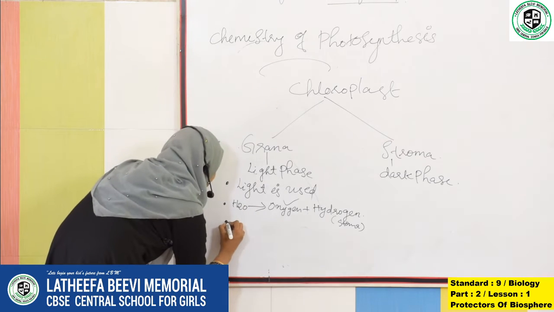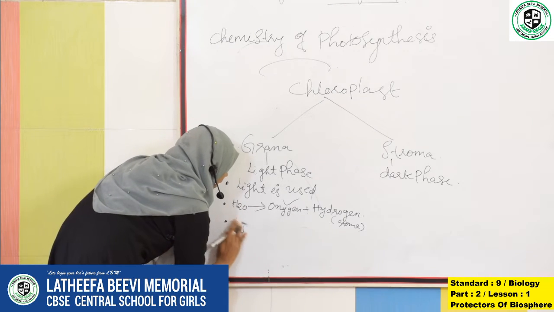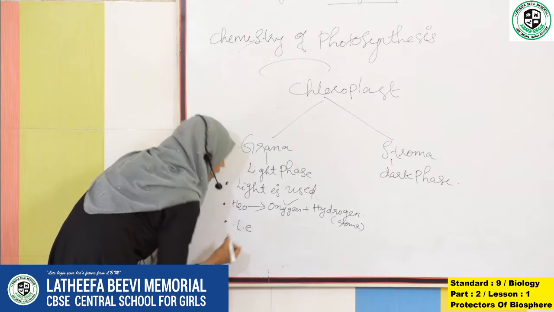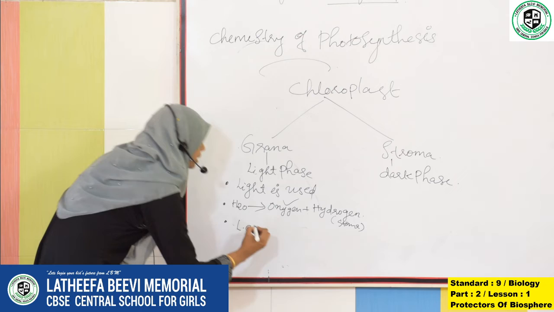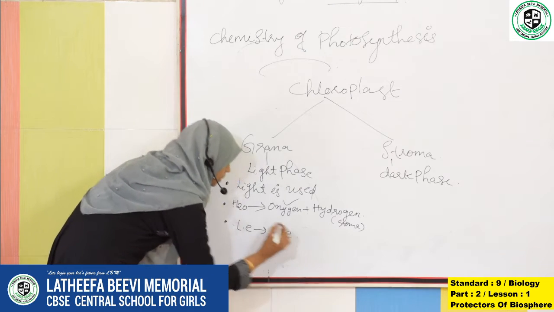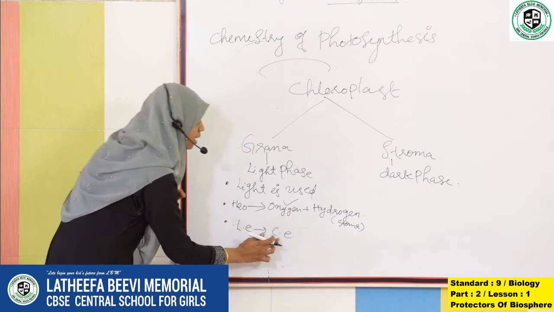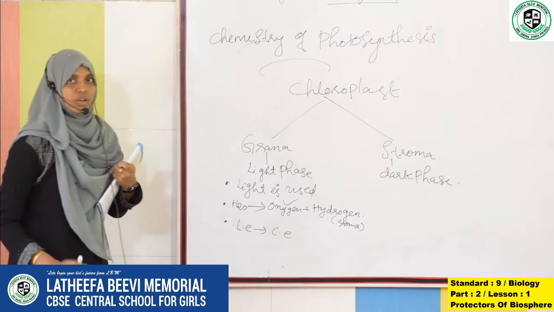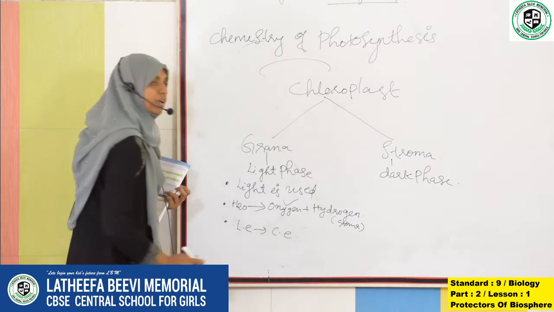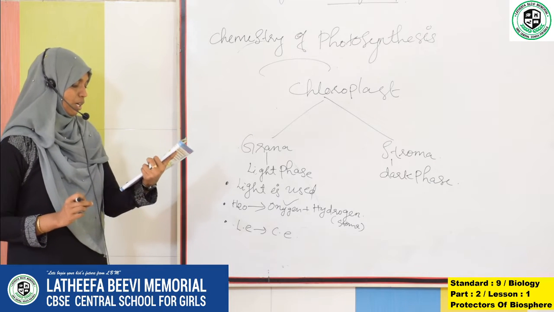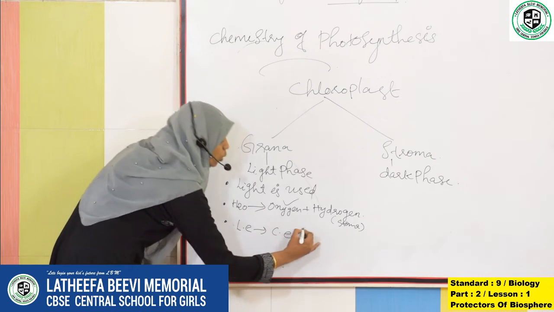Here light energy is converted into LE, which means light energy. Here light is there, so light energy is converted into chemical energy. LE means light energy, CE means chemical energy. Okay, it's a short form. So light energy is converted into chemical energy and stored where?